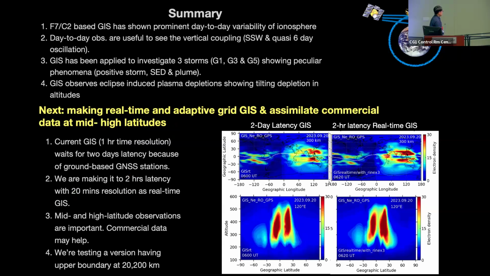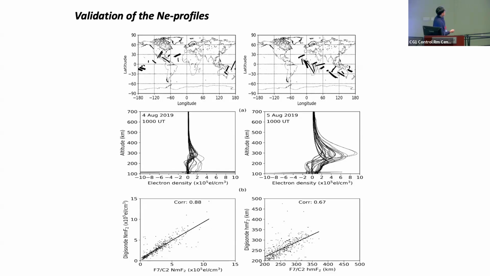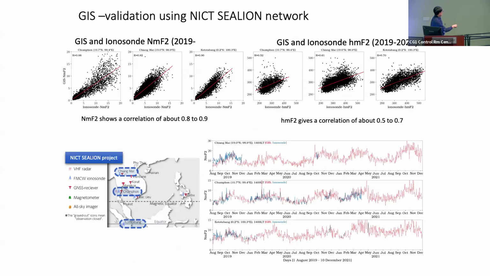We are also trying to extend the range of these models to data simulations for the ionosphere. So we are now developing such models. And this is just the validation where we compare with the ground-based ionosondes. And we also validate with the network of ionosondes from NICT, which has a lot of ionosondes in Southeast Asia.